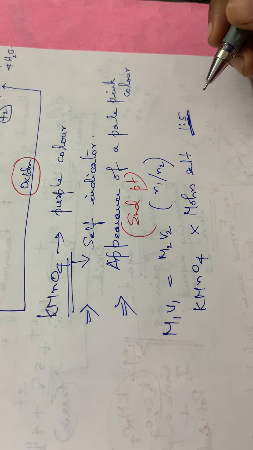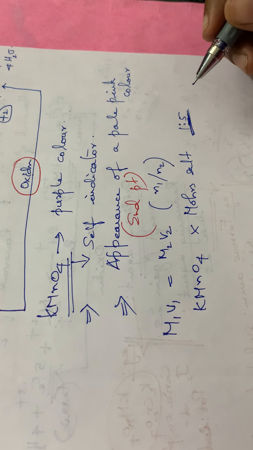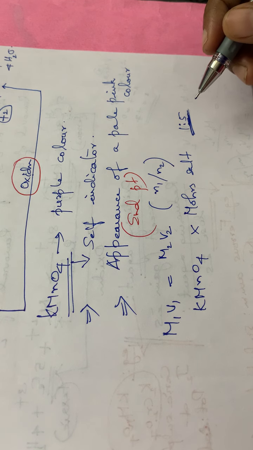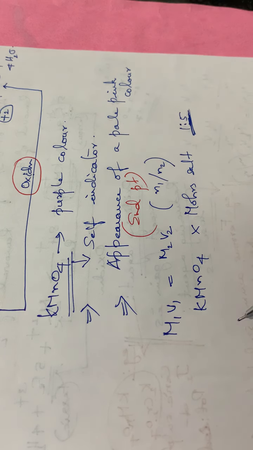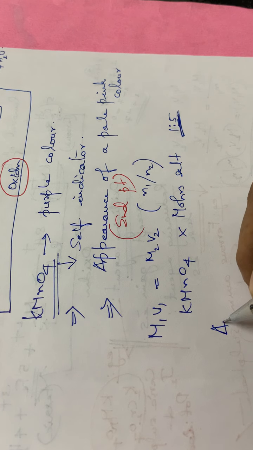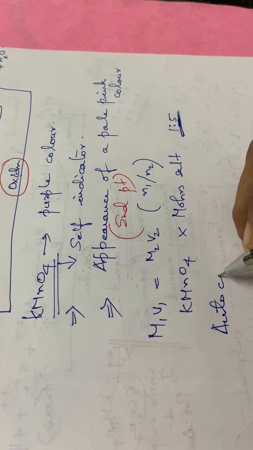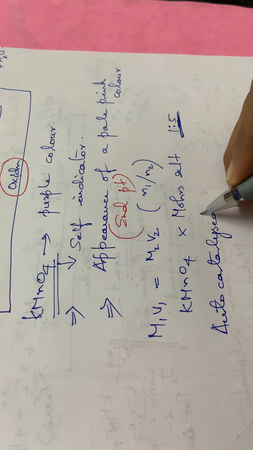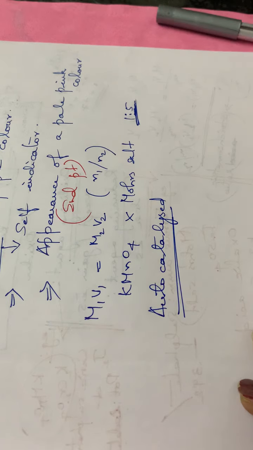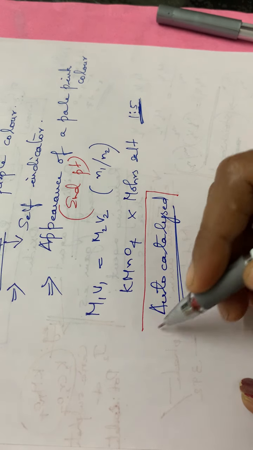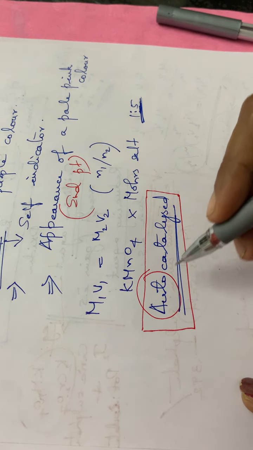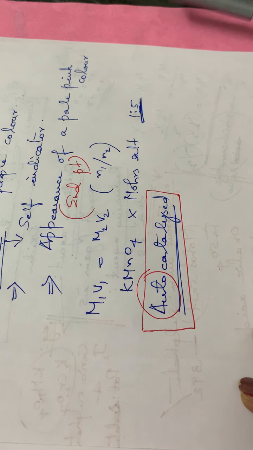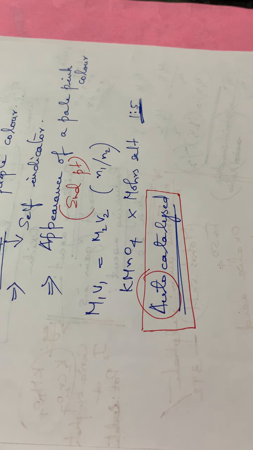And also here there is no external catalyst we are adding. It's an auto-catalyzed reaction. Auto-catalyzed reaction means one of the reagents itself will be acting as a catalyst. Therefore we can call it an auto-catalyzed reaction. Auto means self, so it is a self-catalyzed reaction. No external reagents will be added for the catalysis.